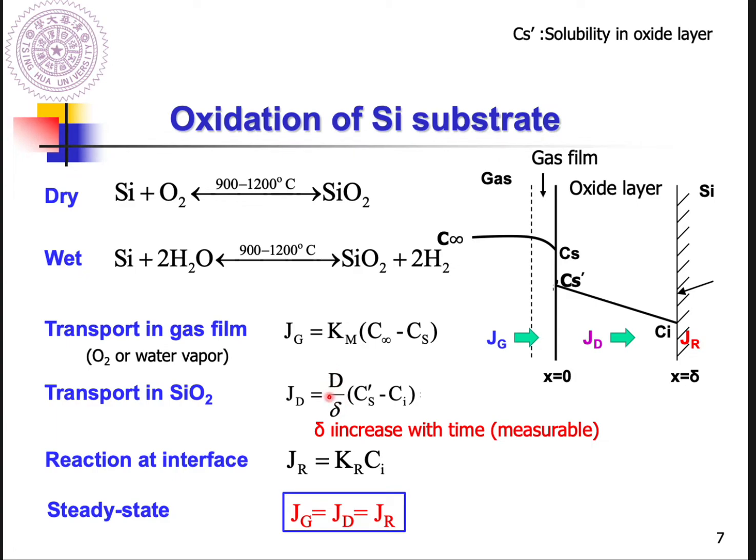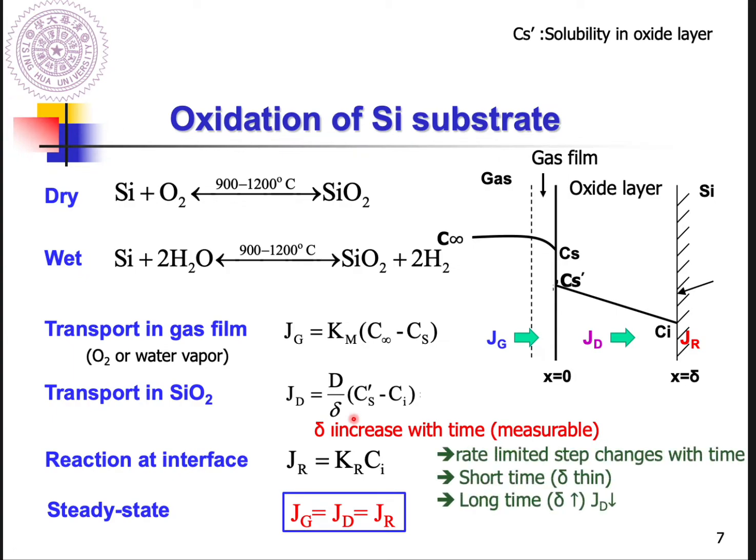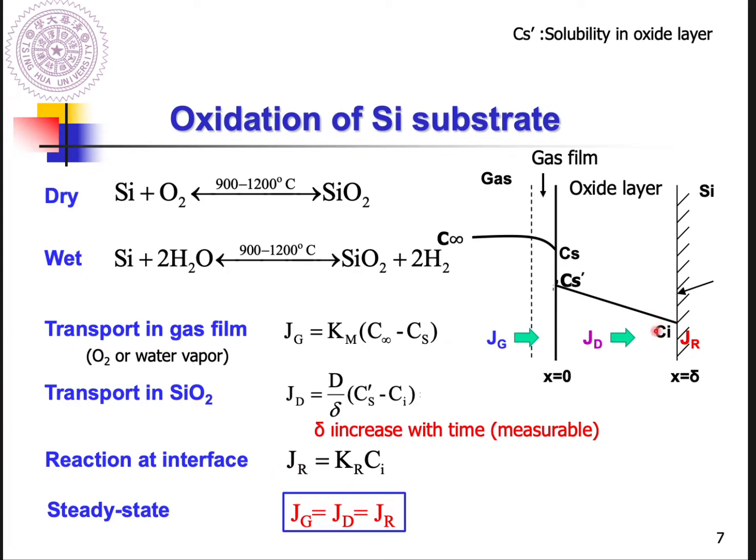So we use the diffusivity over delta, because delta is going to increase with reaction time. And next we try to formulate the reaction. We assume it is a first order reaction, so Kr, the rate coefficient, times Ci, and we assume this concentration of oxygen will be consumed completely, so Ci minus 0. As long as it reaches steady state, we know Jg equals Jd equals Jr. That's what we learned from the previous slide, right?